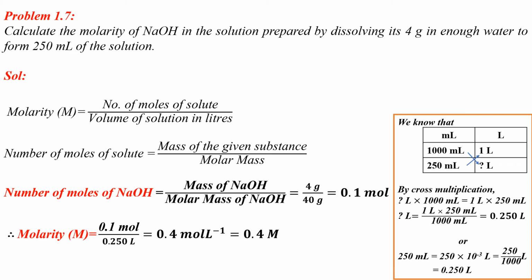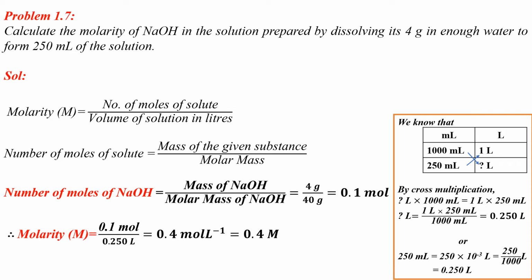You can use either the first method, which is the unitary method, and convert milliliters to liters, or you can convert it straight away. Milli is nothing but 10 power minus 3. So substitute 10 power minus 3 in the place of milli. And what is 10 power minus 3? It is 1 divided by 1000. So 250 divided by 1000 liters gives you 0.250 liters.